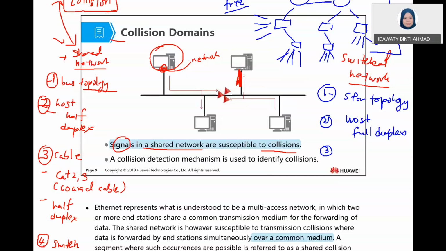Number three, the cable now uses twisted pair, and fiber optic. So all these types of cable, I mean Cat 5, Cat 5e, Cat 4, Cat 6, Cat 7 just now, are all full duplex. Meaning that, because this is twisted cable, you can send and receive a signal at the same time. The cable itself is full duplex.